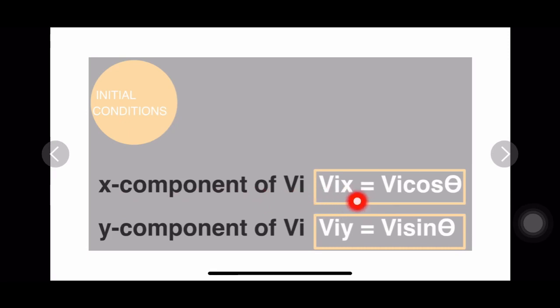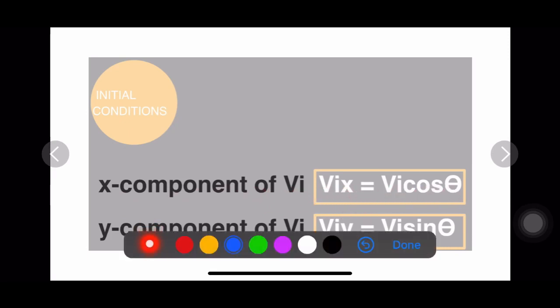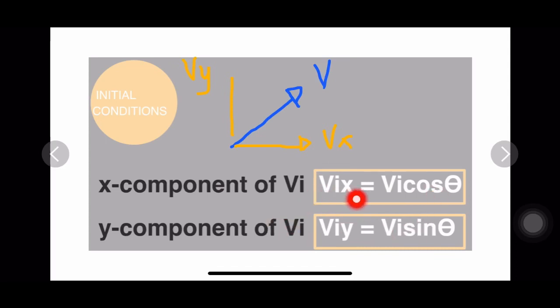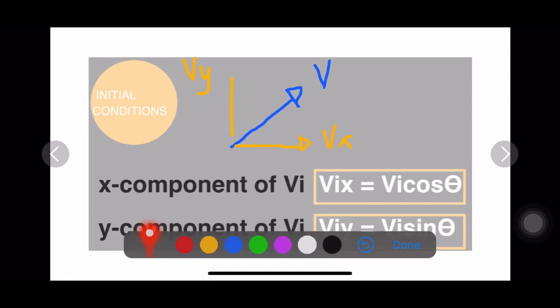So you have your vix equals vi cosine theta. If you can remember, when you try to solve for a certain vector, there will always be an x component, vx, and also the y component. So to solve that, you have this certain formula: vix equals vi cosine theta. For viy, that's vi sine theta, right?